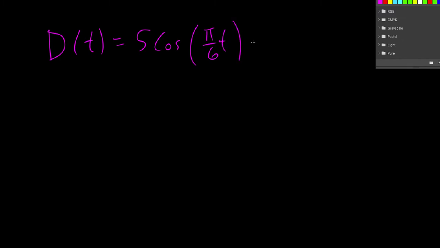Hey math kids, today we're going to talk about how to model periodic behavior, and we will just jump right in with an example. So it says the average daytime temperature for a city is given by this function. Okay, and that's measured in degrees Celsius, and T is the time in months after January.